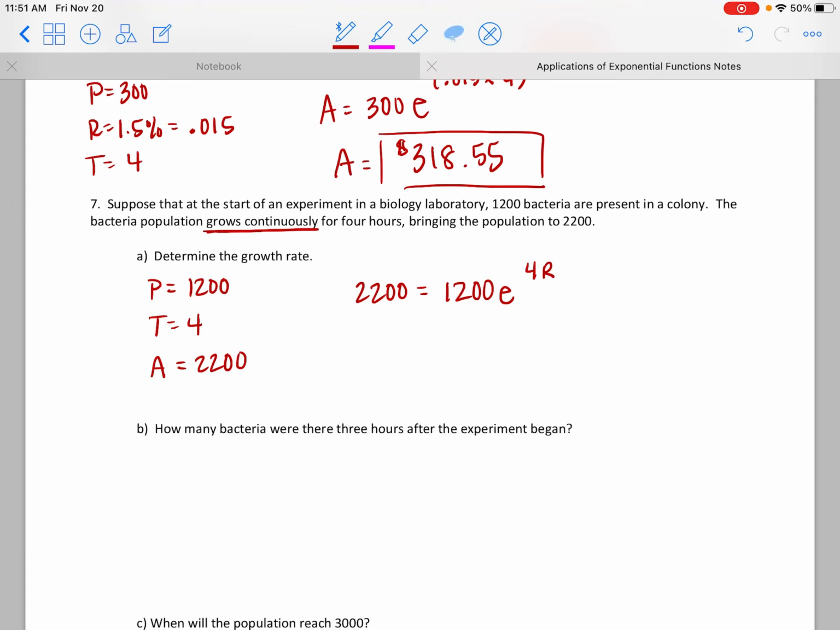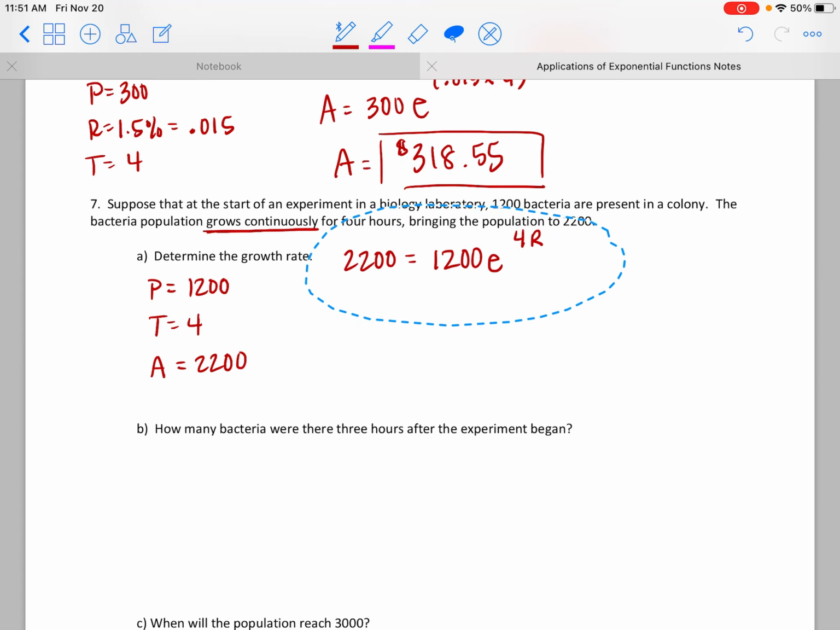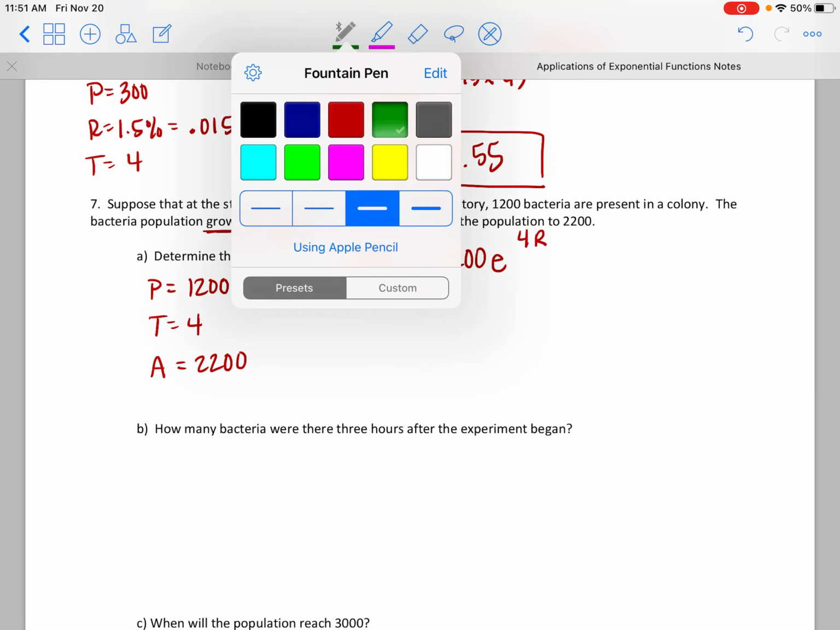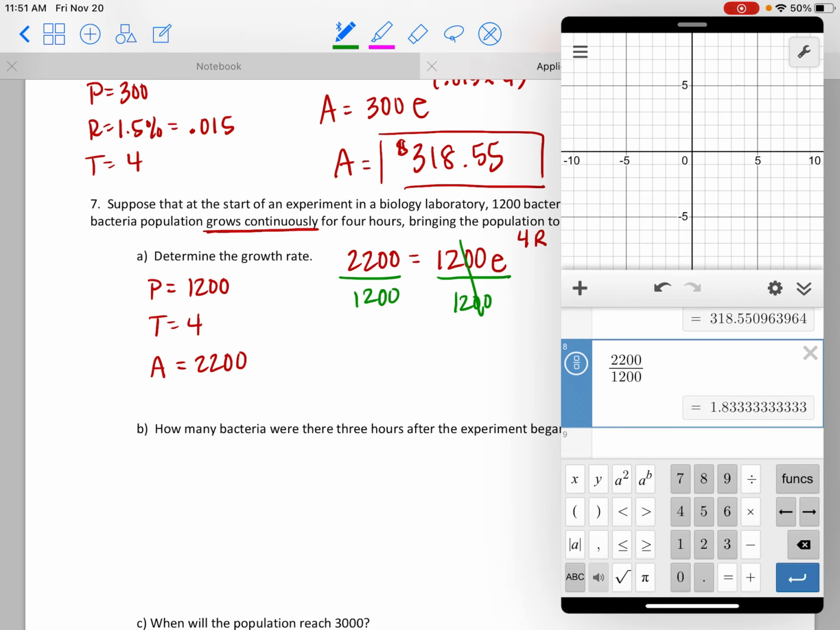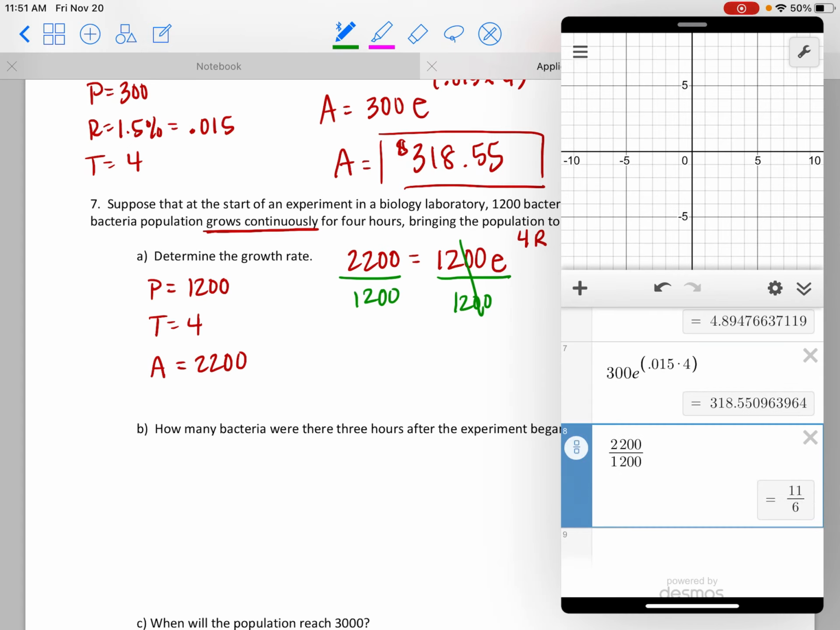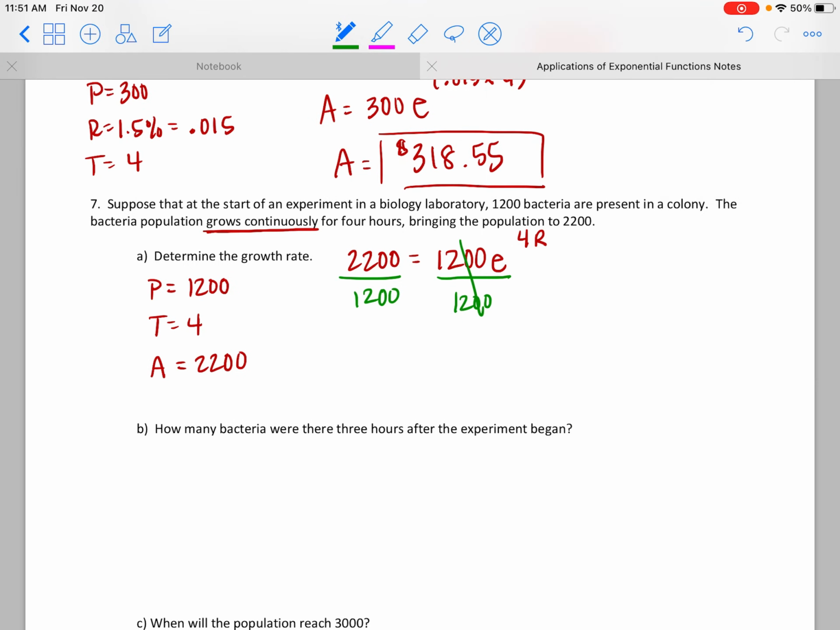Well, this is actually an exponential equation that we're trying to solve here. So we're going to start by dividing both sides by 1,200. Let's get that exponential piece alone. So that's going to cancel that out. Let's see how this looks. 2,200 divided by 1,200. I don't want to round that, so I'm just going to leave 11/6 as my reduced fraction, and I don't want to use the decimal and round it off. So 11/6 is my reduced fraction over here. That's going to equal e to the power of 4r.